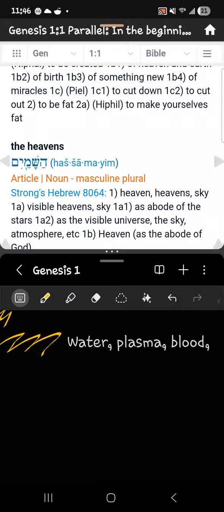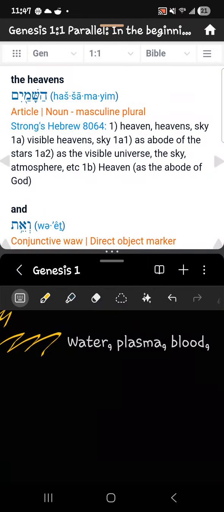Shamayim. Alright. Consuming waters. But that's the heavens. The sky, the waters from the waters. Remember, waters above, waters below. The waters up there are the consuming waters. The waters below are the consuming waters.